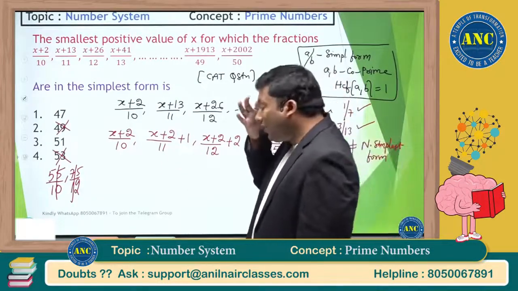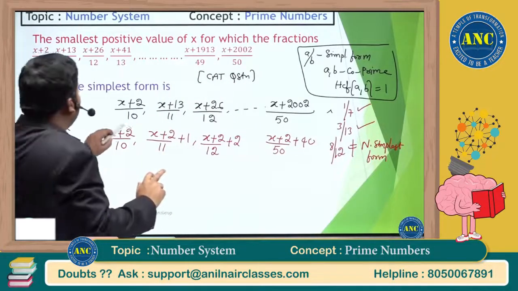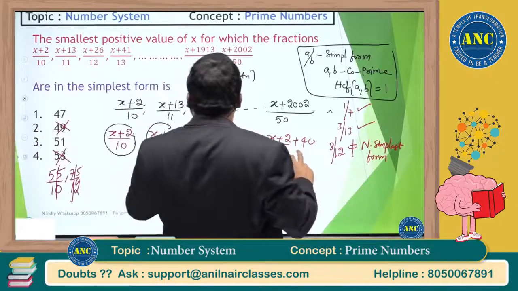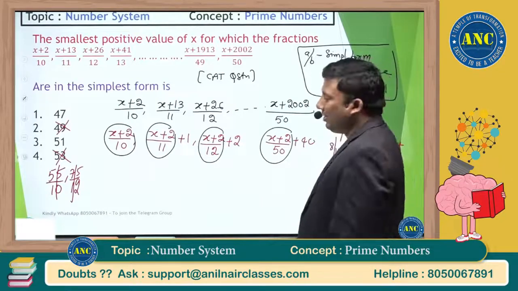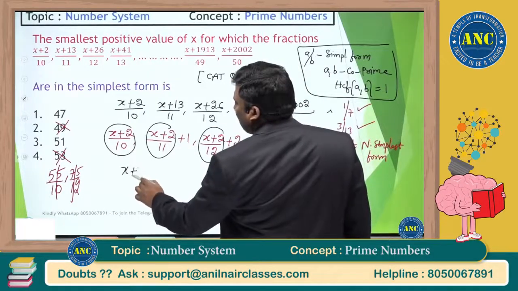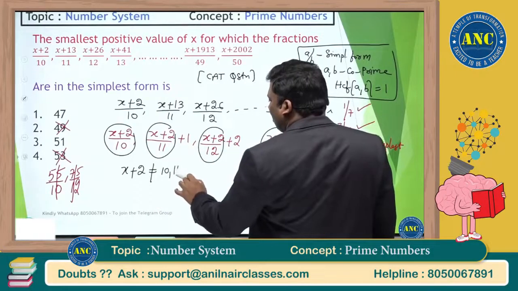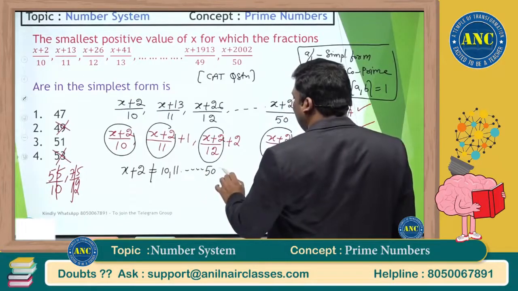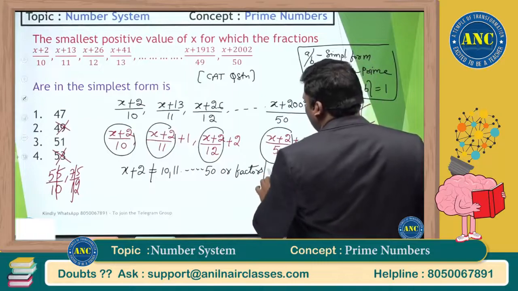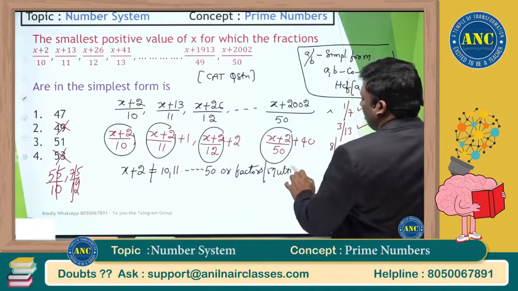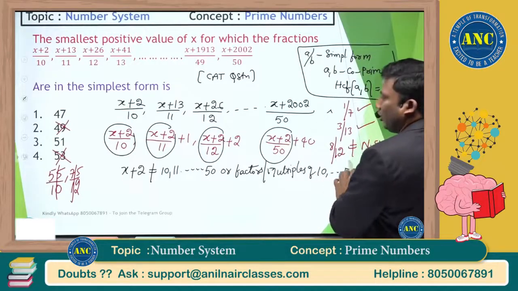Now, for the fractions to be in simplest form, these numbers should be co-prime to each other. Yes or no? That means x plus 2 cannot take 10, 11, 12 and so on up to 50 as factors or multiples. 10, 11, 12 till 50. I hope it is clear.